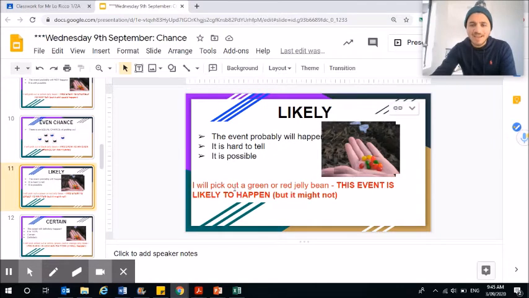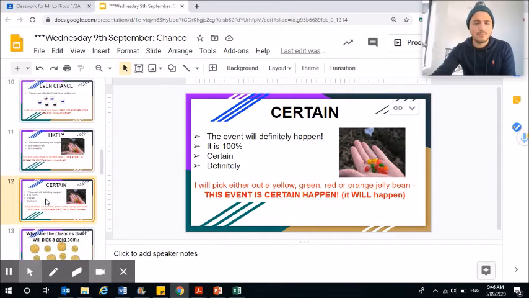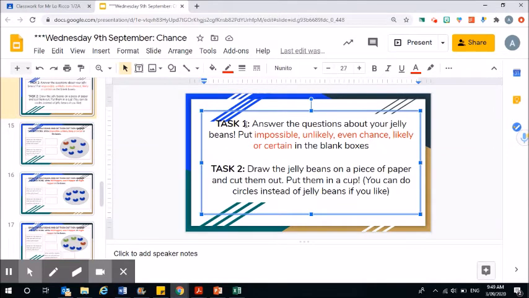Likely, I will pick out a green or red jelly bean. It's pretty likely that I'm going to pick out a green or red jelly bean from this pile because that's what most jelly beans are. So the chances are likely to happen, but it still might not because I could pick out an orange or a yellow. And at the top of the probability scale, certain, which means it's definitely going to happen. So here I will pick out either a yellow, green, red, or orange jelly bean. That is certain to happen because they're all the colors that are there. It will happen.